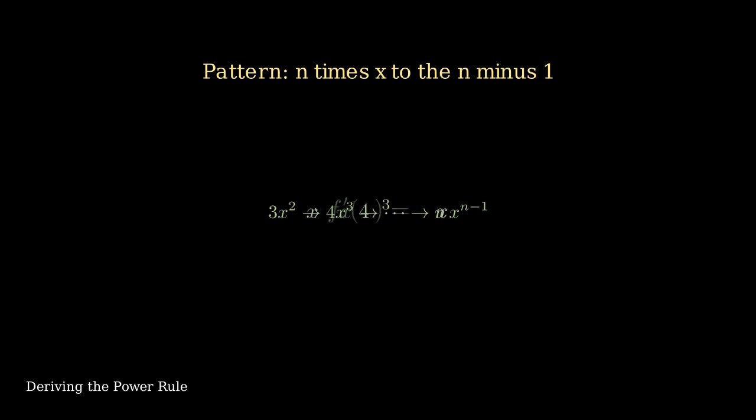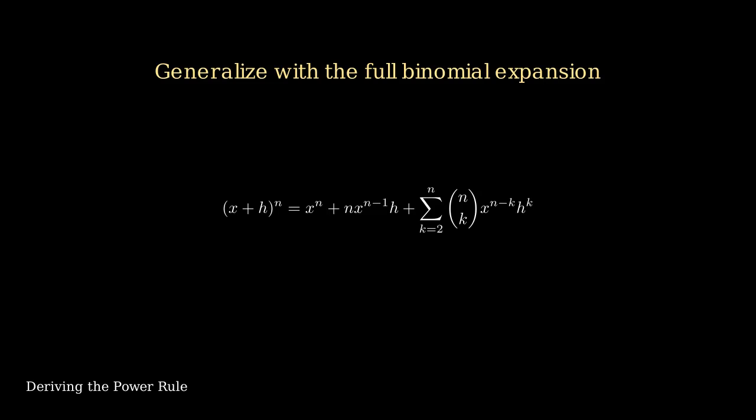In both cases, the surviving term was exactly n times x to the n minus 1 times h, and dividing by h left n times x to the n minus 1 behind. Let's generalize this properly for any positive integer n, using the full binomial expansion.